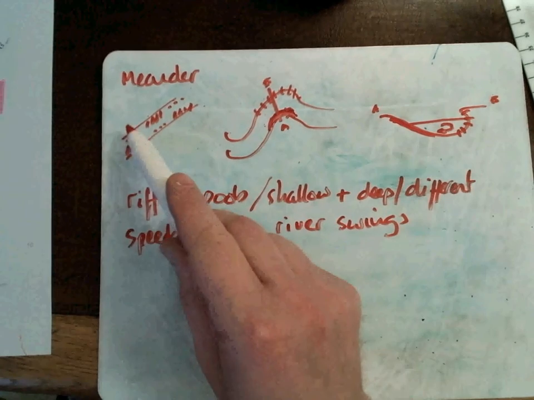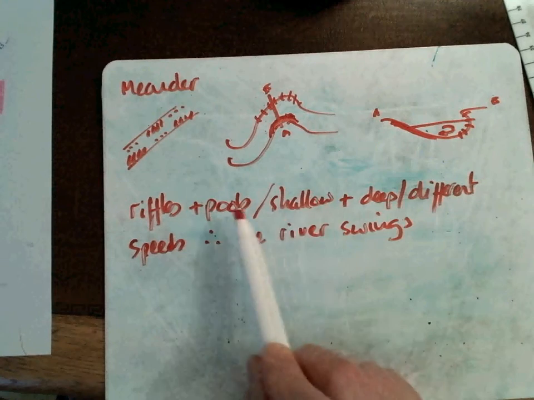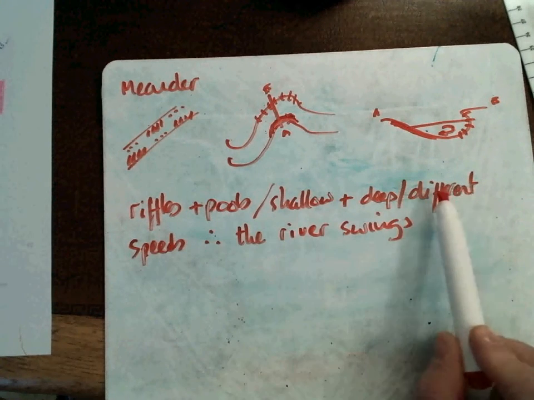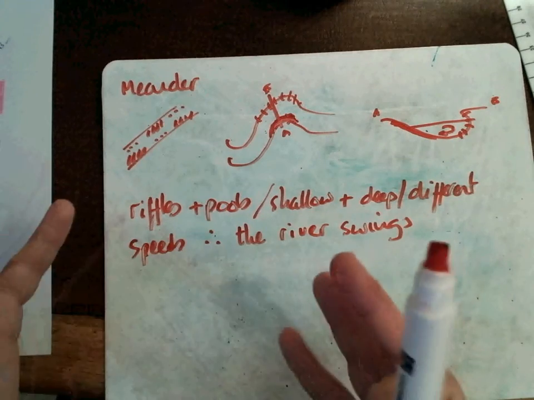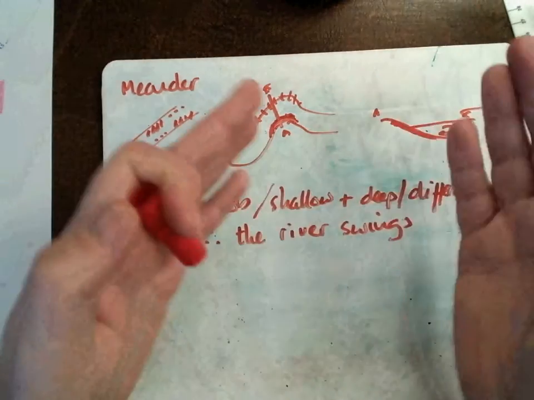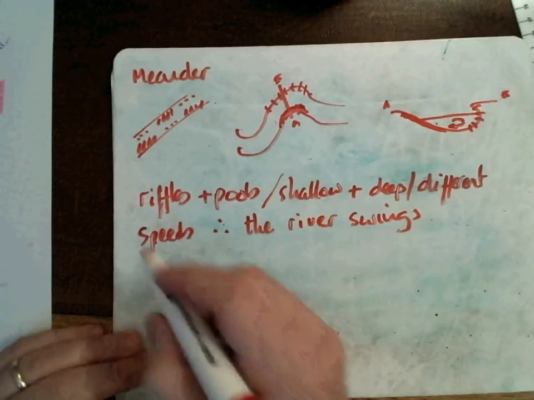So these are riffles. The shallow ones are riffles. The deep ones are called pools. Riffles are shallow, pools are deep. They therefore have different speeds, and because the water is forced to move at different speeds, it starts to wobble side to side, if you like, and that causes the river to swing.